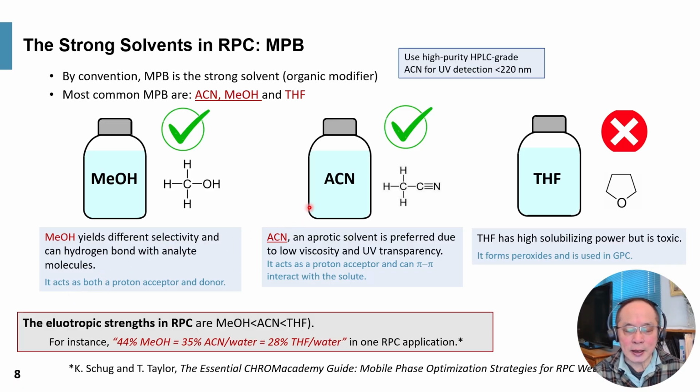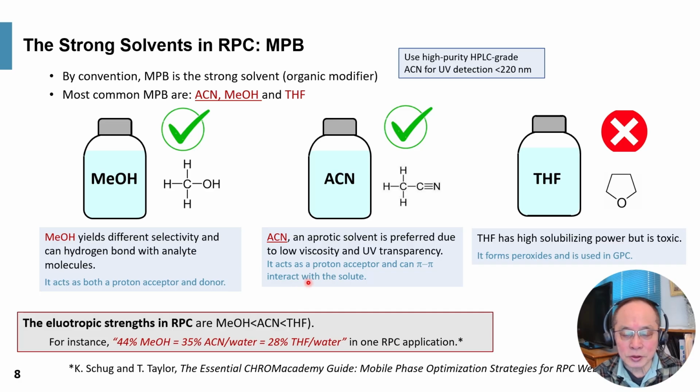I would say acetonitrile is the most preferred mobile phase B. Why? Because acetonitrile is an aprotic solvent. It's preferred due to its low viscosity, gives you higher column efficiency, and very high UV transparency. So it's a stronger solvent than methanol.